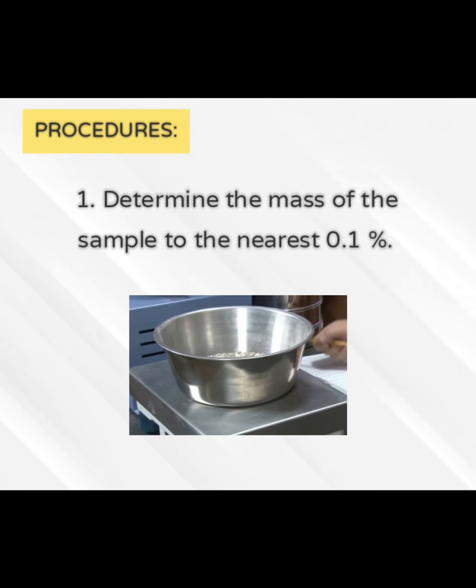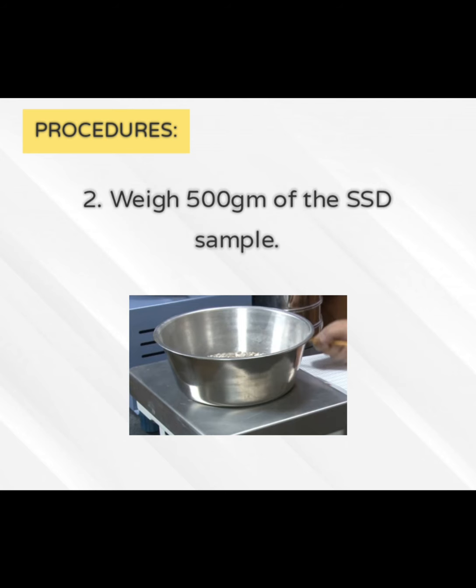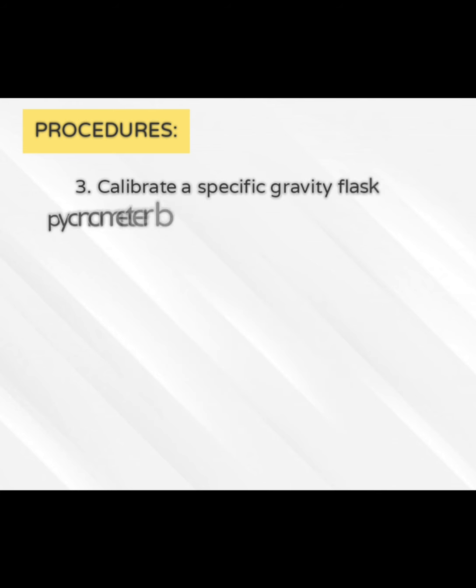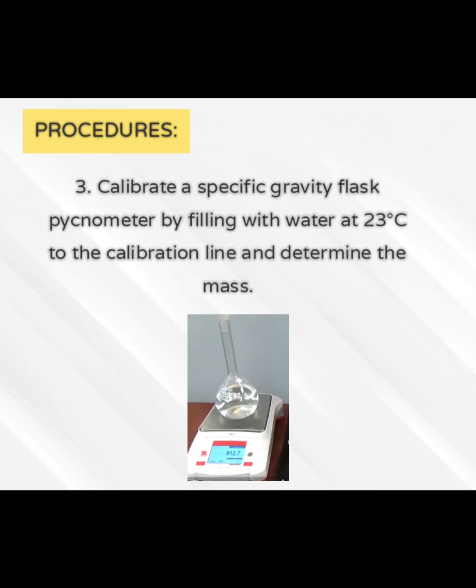So for the procedures, first is determine the mass of the sample to the nearest 0.1%. Number 2 is weigh 500 grams of the SSD sample. Number 3 is calibrate a specific gravity pycnometer by filling with water at 23 degrees Celsius to the calibration line and determine the mass.